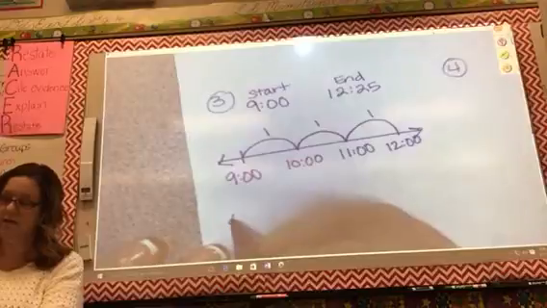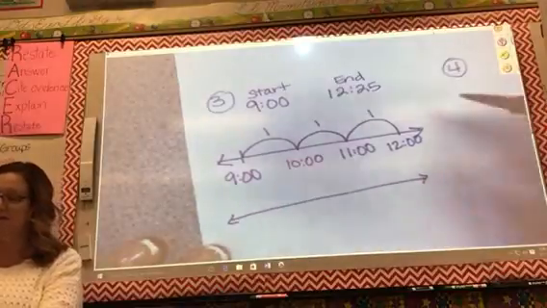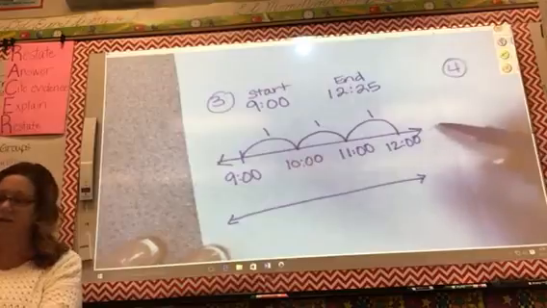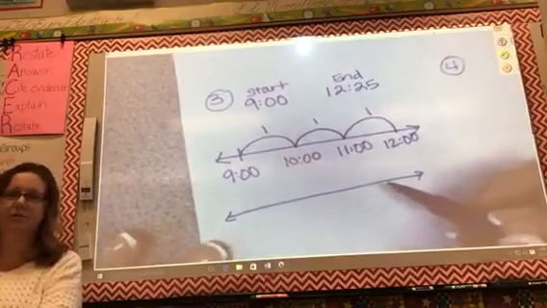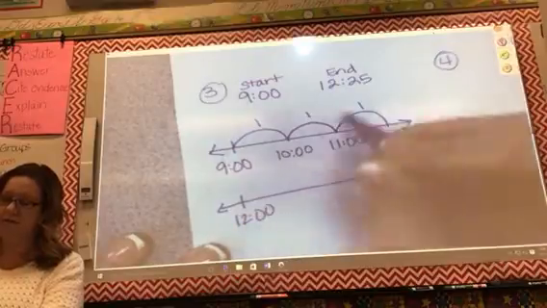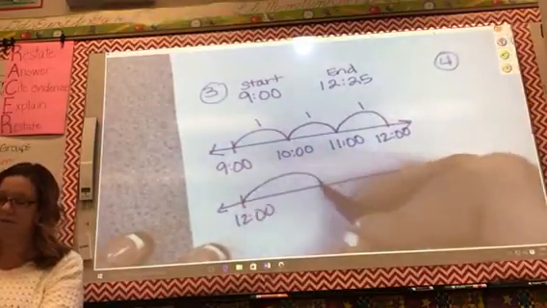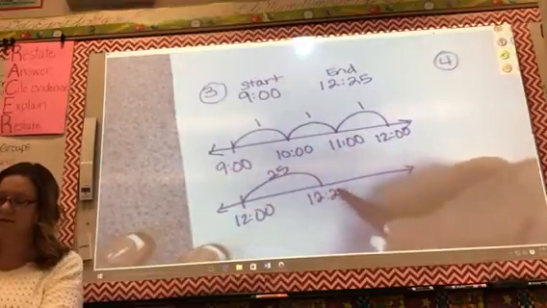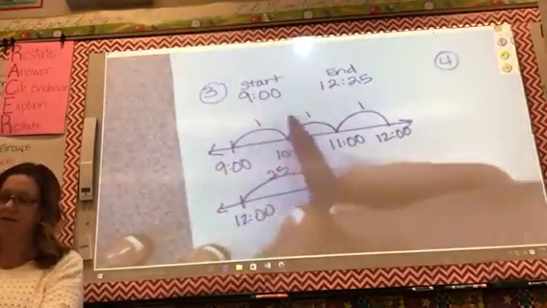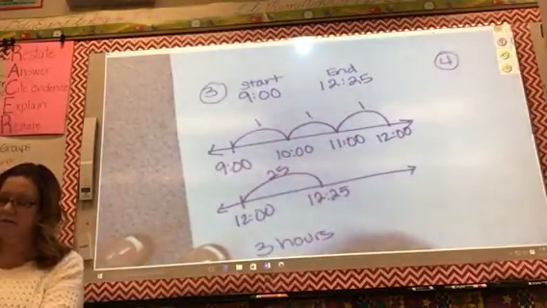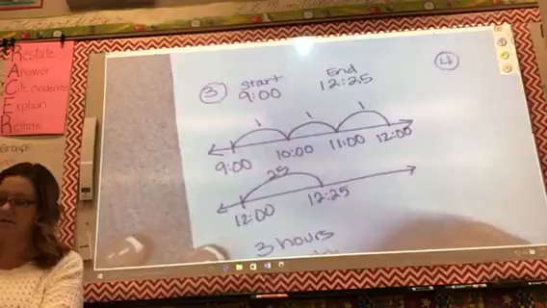So I'm going to continue down here. Sometimes that happens. You're going to run out. Instead of squishing it in here and trying to make it fit, just come down below. You've got all that room right there. So we're leaving off at 12 o'clock, and now we have to get to 12:25. So I'm just going to bump over 25 minutes until I get to 12:25. So we have 1, 2, 3 hours and 25 minutes.